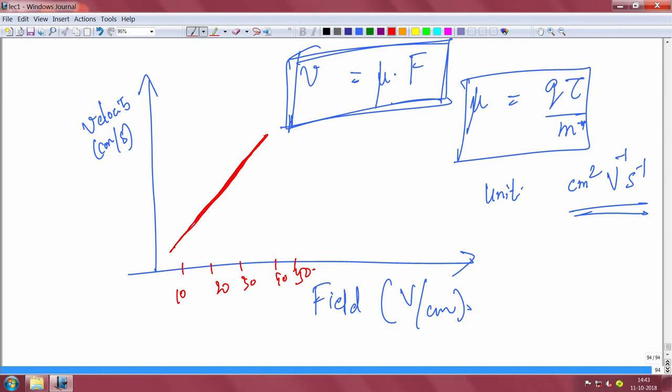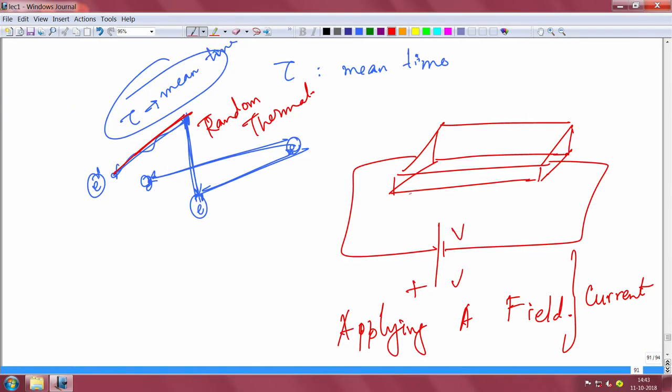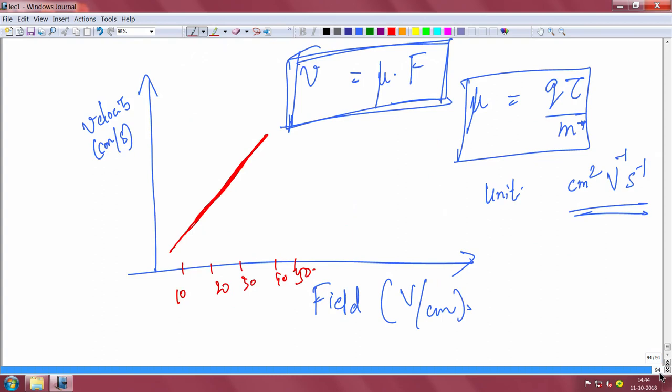The more force you apply, the faster a particle will go. So, the more electric field I am applying, the faster the electrons will flow, and a higher field actually means higher voltage across the same distance. If I am applying a voltage V and this distance is L, then field is given by V by L. So, if I keep increasing the voltage, the electrons will move faster and faster, and because the electrons move faster, the current also will increase. That is why if I plot I versus V, it will keep increasing. It is a way of saying that electron speed is increasing with respect to field.